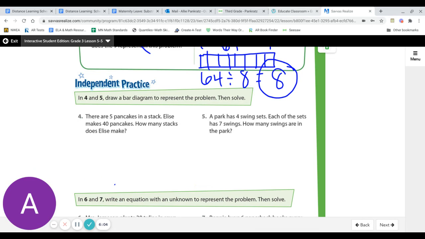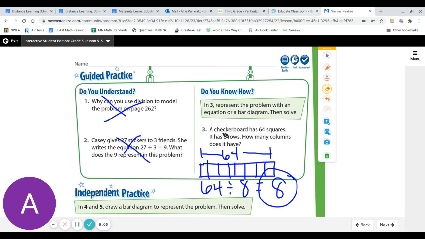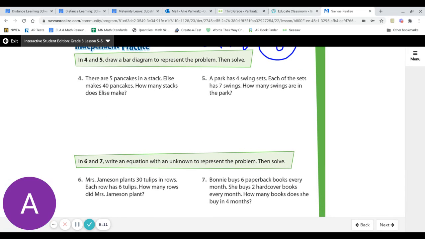You can always pause the video and go back if you need to write that down again. Let's look at number 5. A park has 4 swing sets. Each of the sets has 7 swings. How many swings are in the park? So we know there are 4 sets. Split it into 4 sections, but there are 7 swings on each.